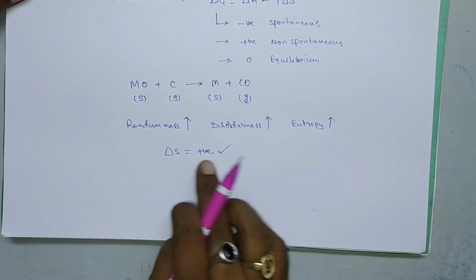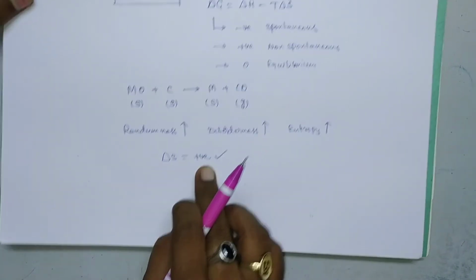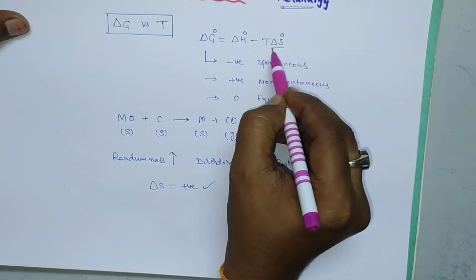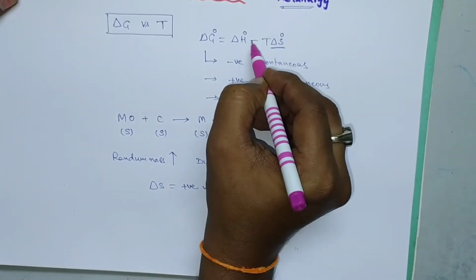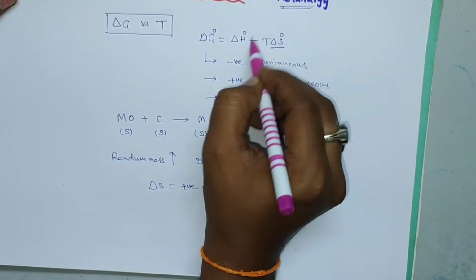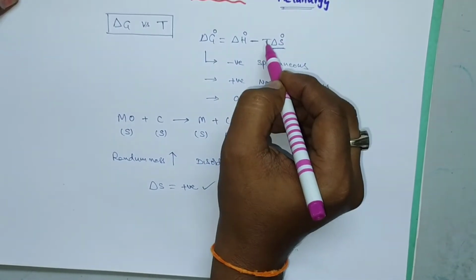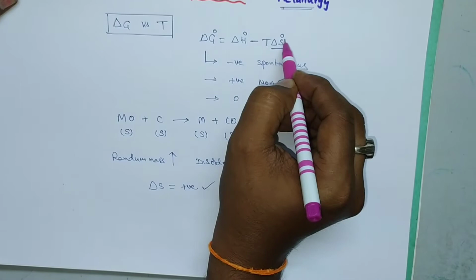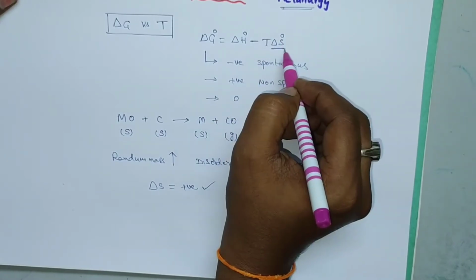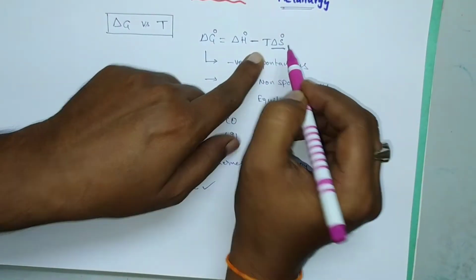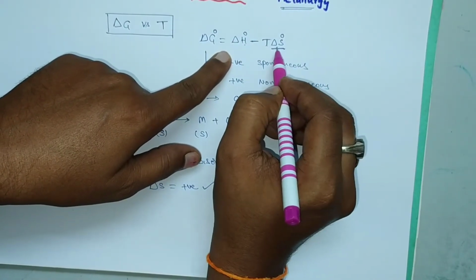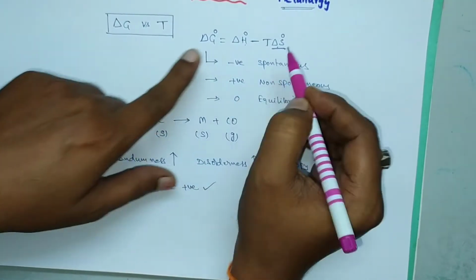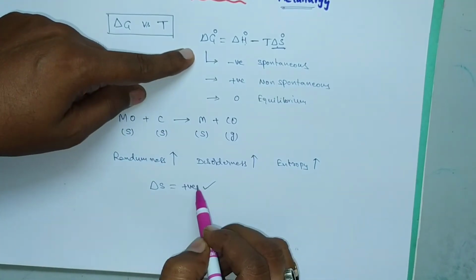What is meant by positive delta S value? If delta S is positive, minus T delta S will become a negative quantity at a particular temperature. So here we are subtracting delta H value from a negative quantity. That means delta G will become negative.